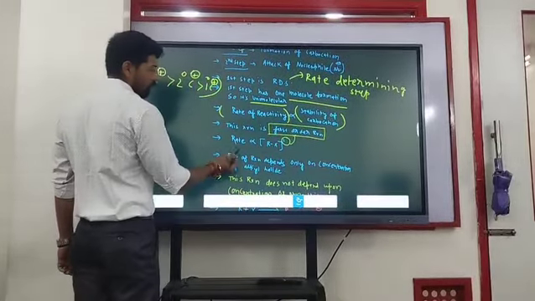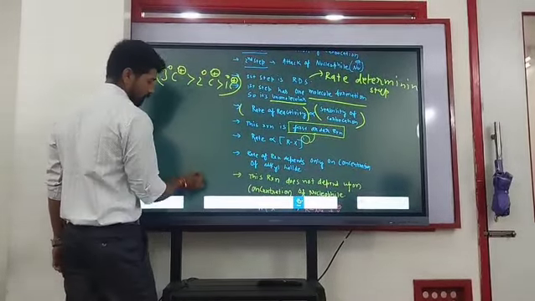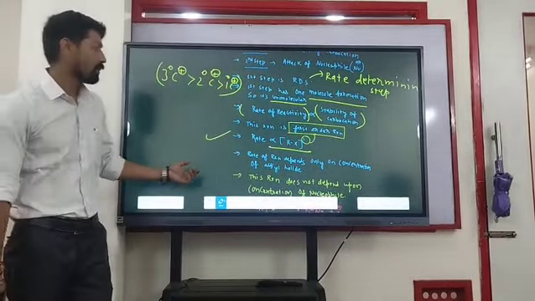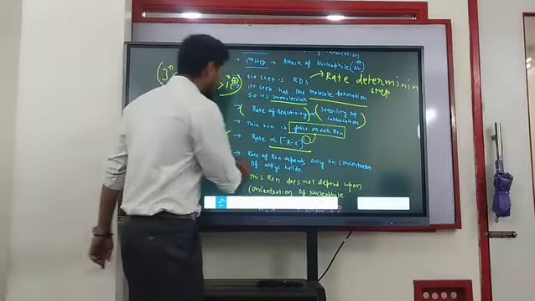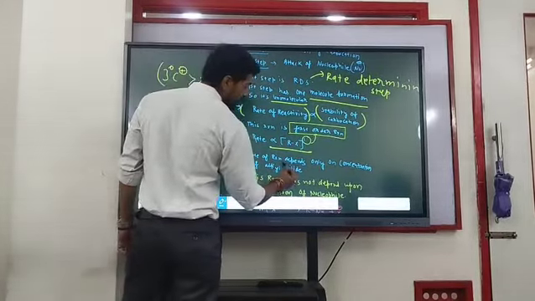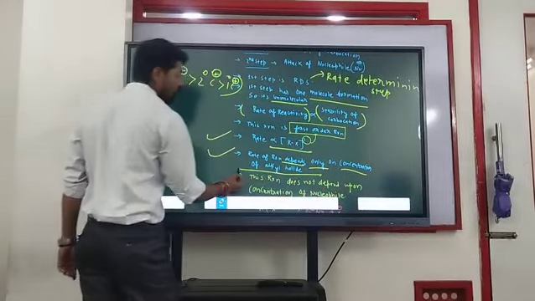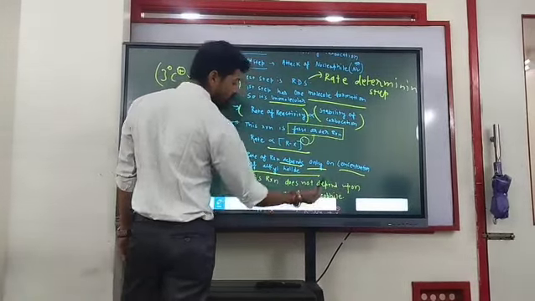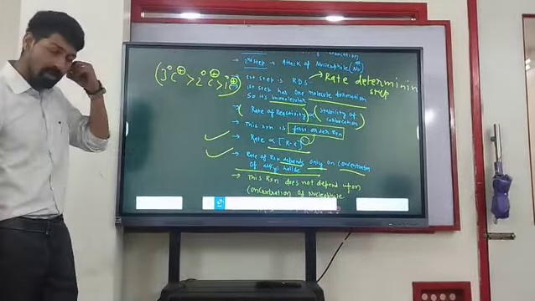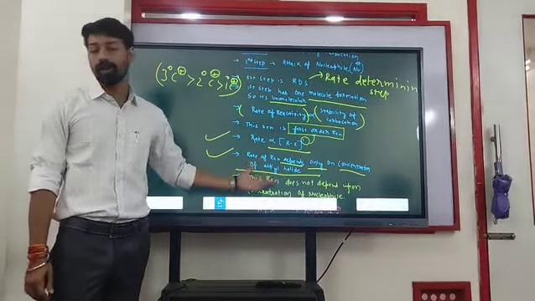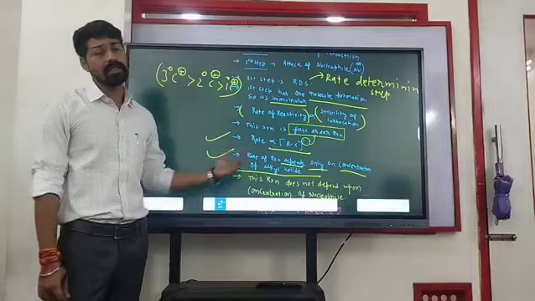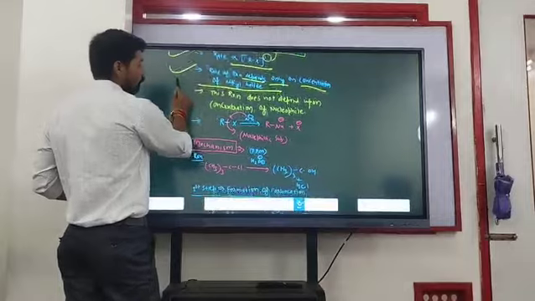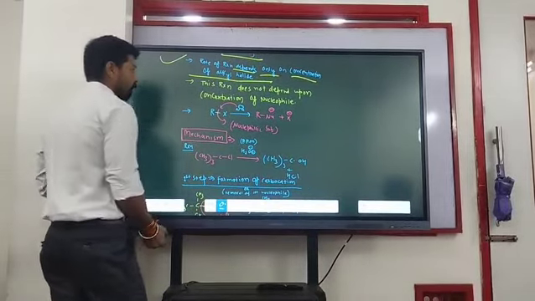and the next part is like this. So rate of reaction is directly proportional to the concentration of alkyl halide, and that's why we have written here the rate of reaction depends only on the concentration of alkyl halide. The second point, this reaction does not depend upon the concentration of nucleophile, it is only dependent upon the concentration of alkyl halide.